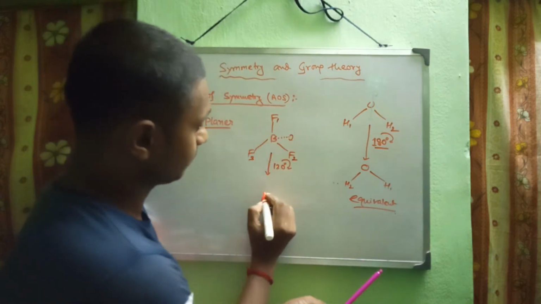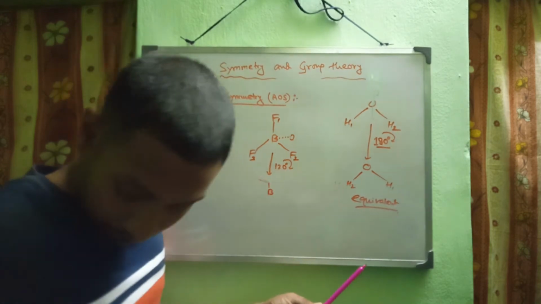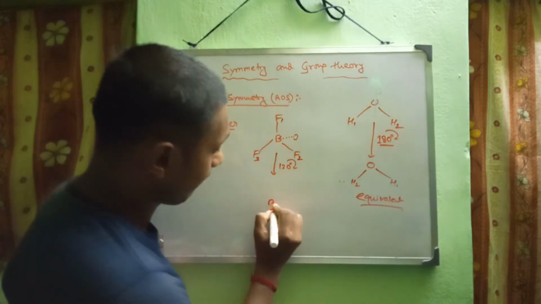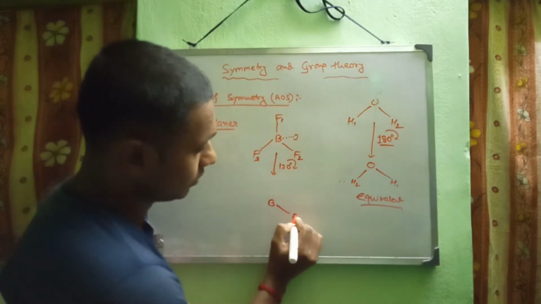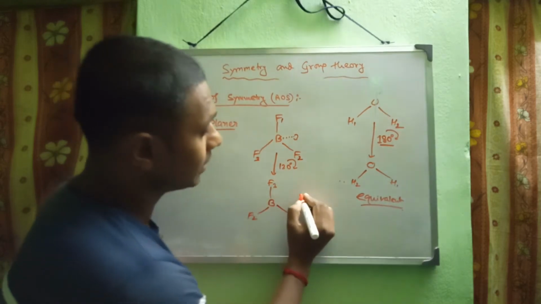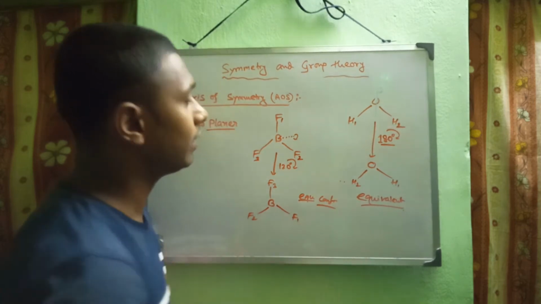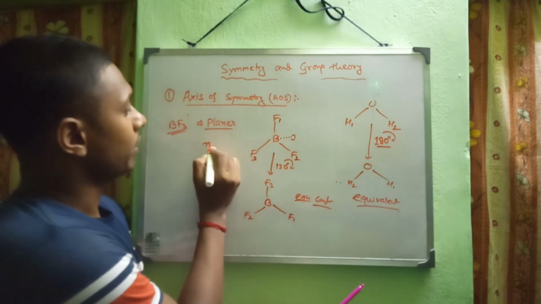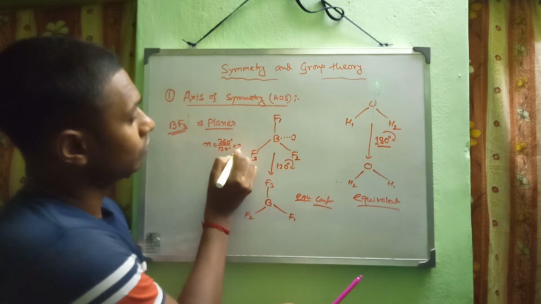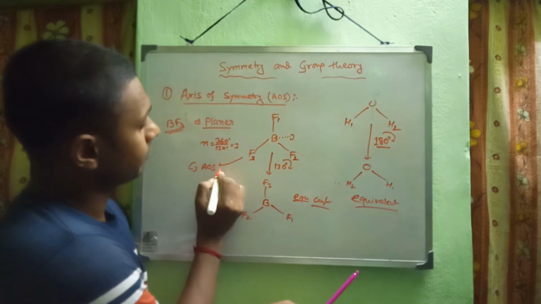By 120 degree, F1 will be here, then F2 and F3. This is an equivalent configuration. Clear? So here the value of n equals 360 degree divided by 120 degree, which is 3. So BF3 has a C3 axis of symmetry.